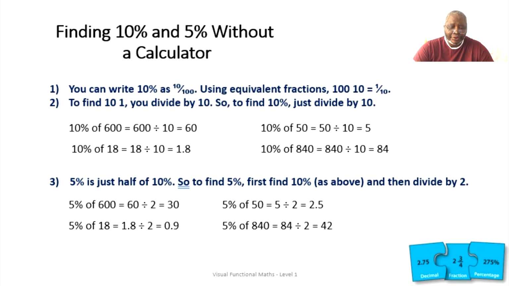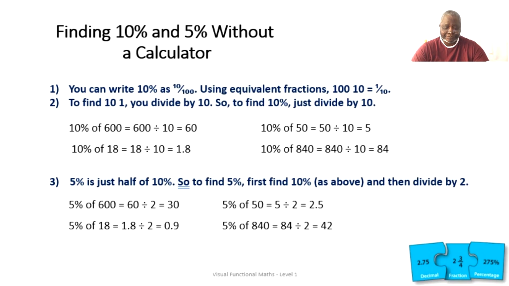Now, you can also find 5%. Can you think about what the easiest way to find 5% is? I'll give you a clue. If you can divide by 10 and 5 is half of 10, what would you do? Let's look. 5 is just half of 10. So to find 5%, just find 10% as above, and then you divide by 2.